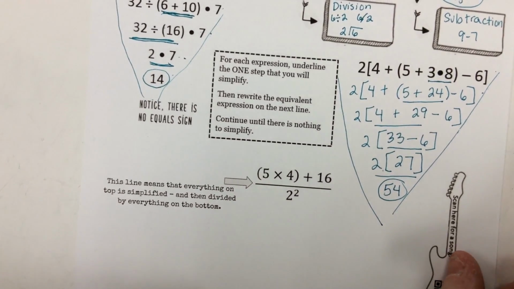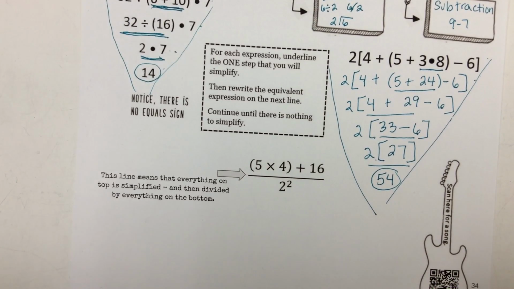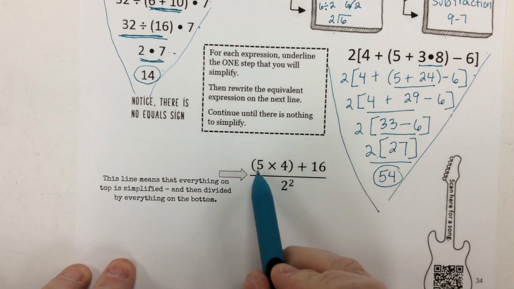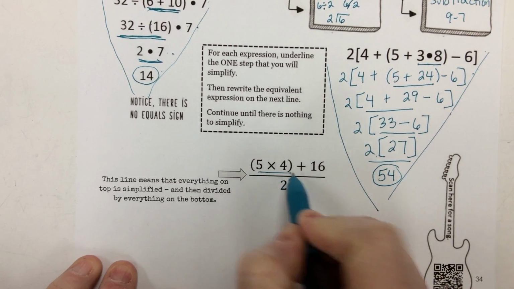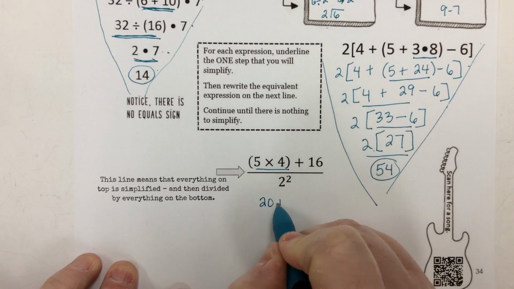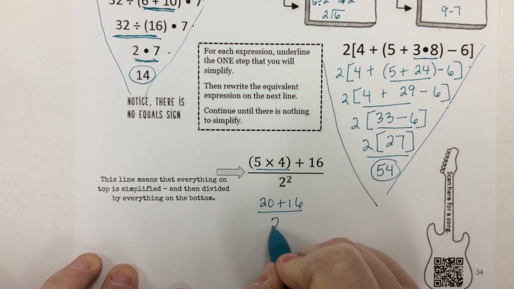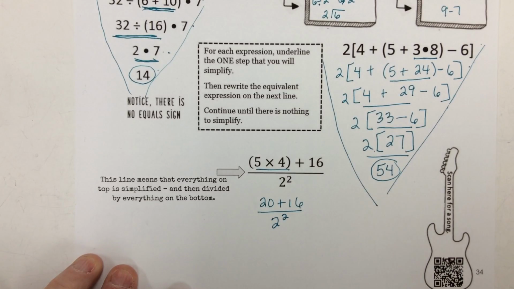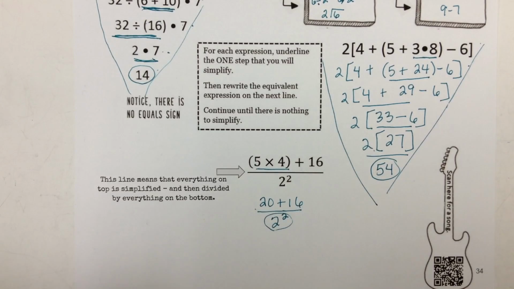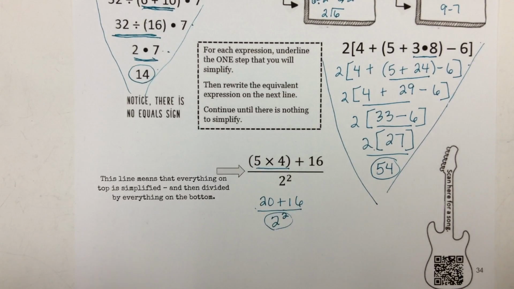Okay, this one right here. This line means that everything on top is simplified and then divided by everything on the bottom. So if I look at what's on top here, 5 times 4 is 20 plus 16 over 2 to the second power. I did my parentheses. Now I have exponents. So what exponent do I have? This one. I'm going to circle it here because that line might get confusing. So 2 to the second power would mean there are 2 2's that I'm multiplying. So that's 4.